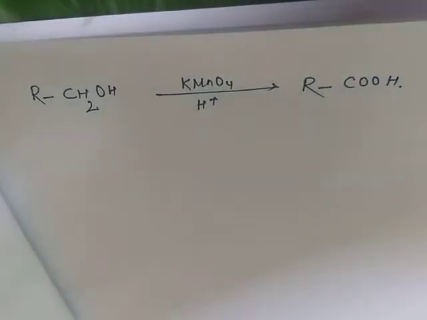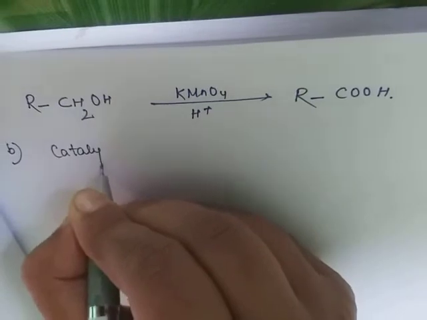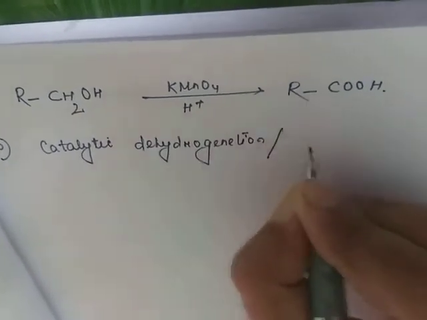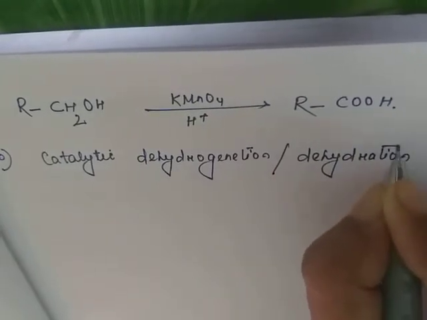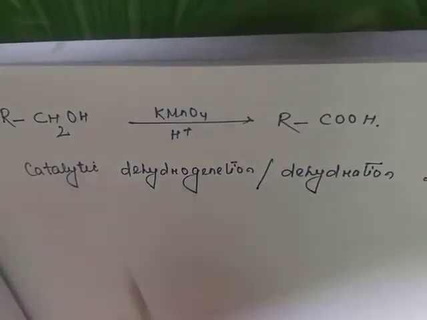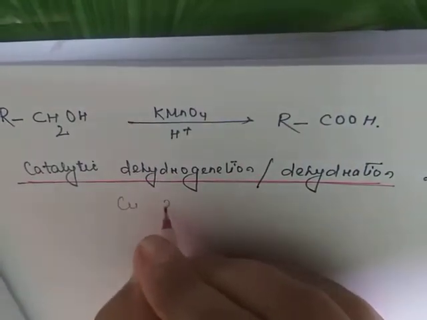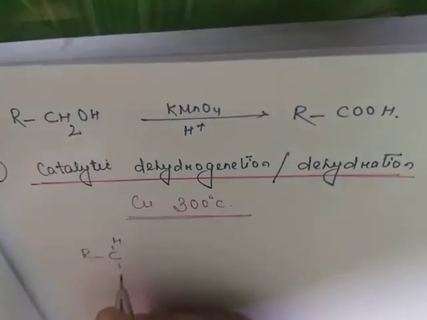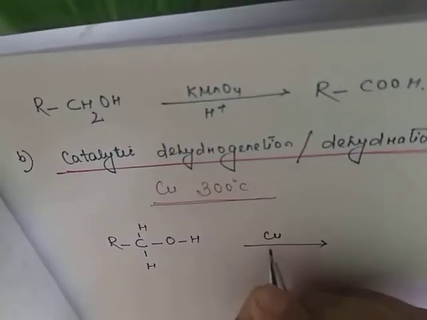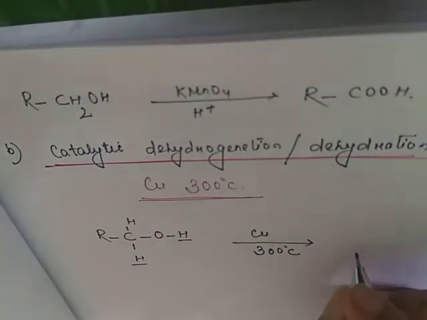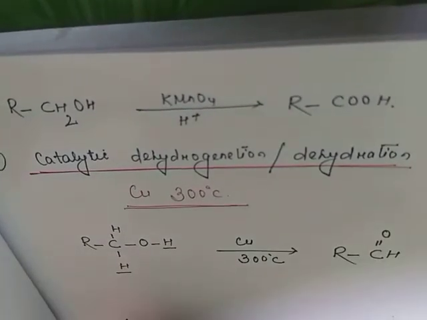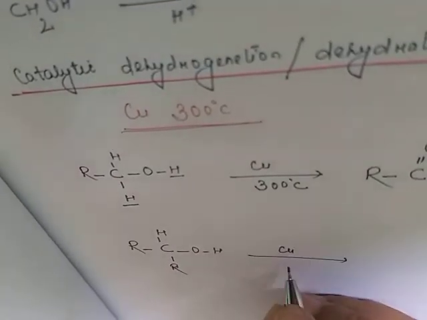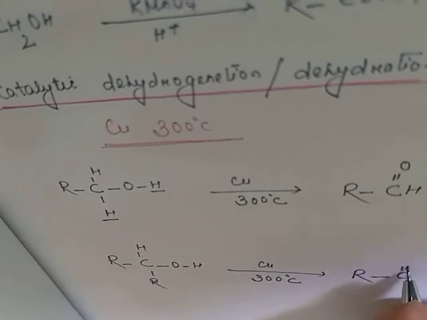The next reaction, supporting reaction, is catalytic dehydrogenation or dehydration. In this reaction, we use copper metal at 300 degrees Celsius. This is the reagent. When we use primary alcohol, this copper at 300 degrees Celsius takes up these 2 hydrogens and forms RCHO. When we take a secondary alcohol, copper further takes up the alpha hydrogen and forms ketone.